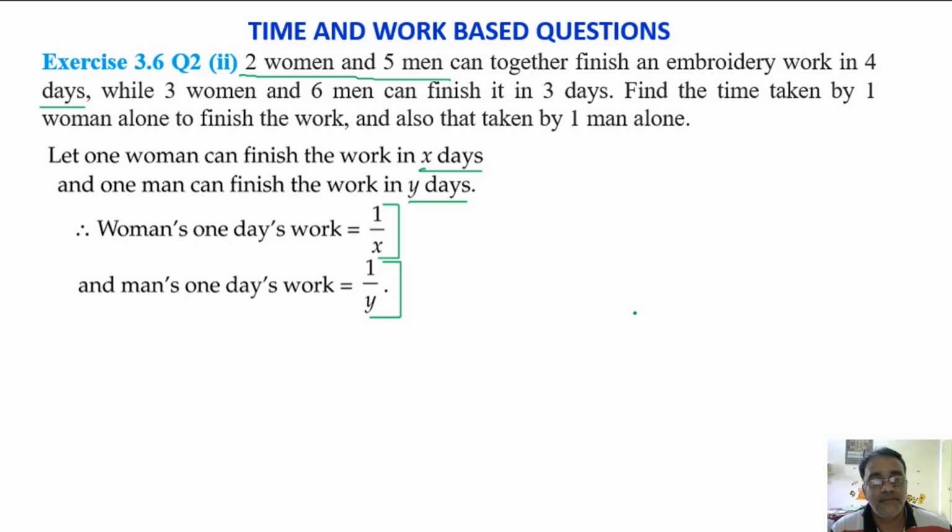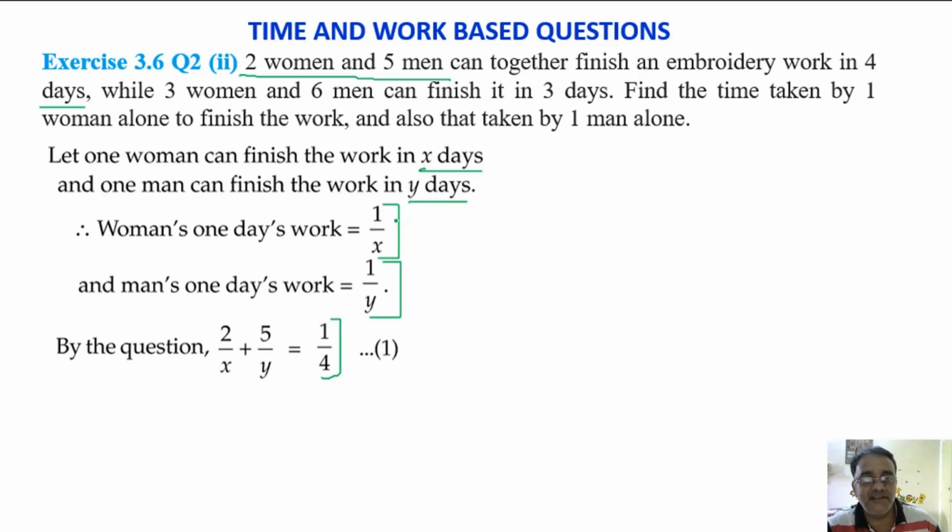1 by x plus 1 by y is equals to 4. No, 2 women है ना, तो 2 by x होगा, plus 5 by y is equals to 1 by 4. Why 1 by 4? It's very simple.